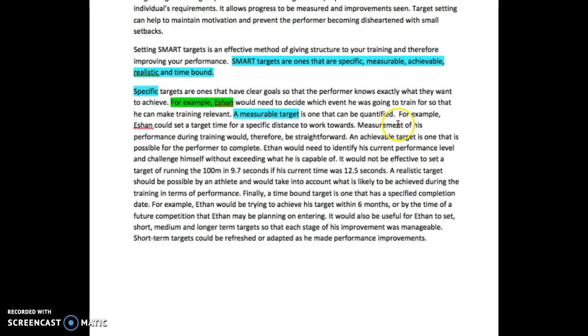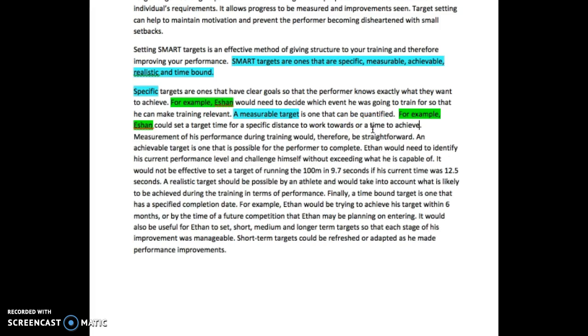For example, here's the example. For example, Ishan, let's just colour it up so we can see it, could set a target for a specific distance to work towards or a time to achieve. I'm just going to add that in because that's important. Measurement of his performance during training would therefore be straightforward. An achievable target, so here we go, the third blue one, is one that's possible for the performer to complete. Now, I haven't written the words for example here, but nevertheless I've mentioned the word Ishan, so it must be linking back to the question and giving a practical example.